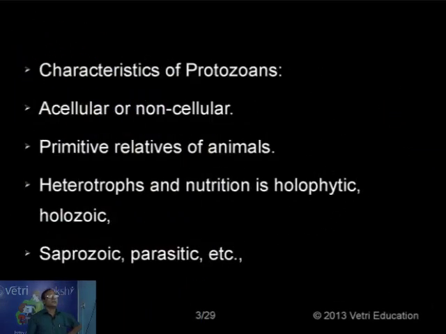Now, what are the characteristics of protozoa? If we take any protozoan animal, all these are unicellular, or sometimes we can say acellular, because some of the structures are absent.